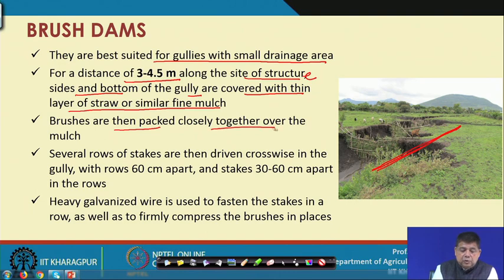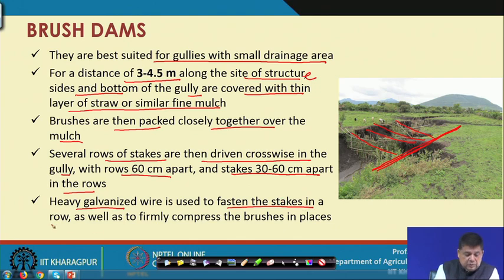Brushes are then packed close together over this mulch. Several rows of stakes are driven crosswise in the gully with rows 60 centimeter apart and stakes 30 to 60 centimeter apart in the rows. So, several rows, you can see row 1, row 2, row 3, we will put several stakes, and then finally, heavy galvanized wire is used to fasten the stakes in a row as well as firmly compress the bushes in place. So, they block the flow of water, they conserve the energy of the flow and also control the flow, so that erosive velocity could be controlled.